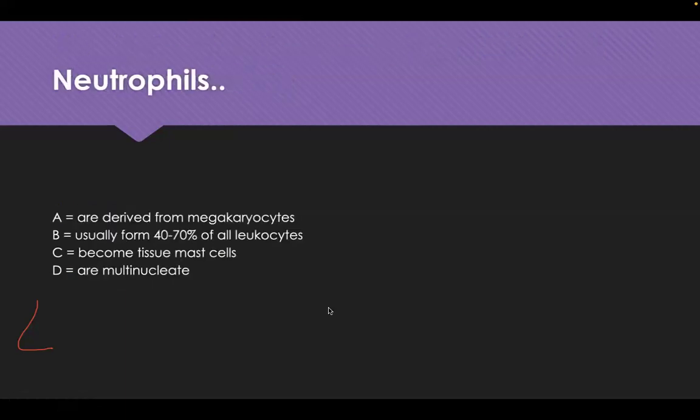So neutrophils, are they derived from megakaryocytes? Do they usually form 40 to 70% of all leukocytes? Do they become tissue mast cells or are they multinuclear?